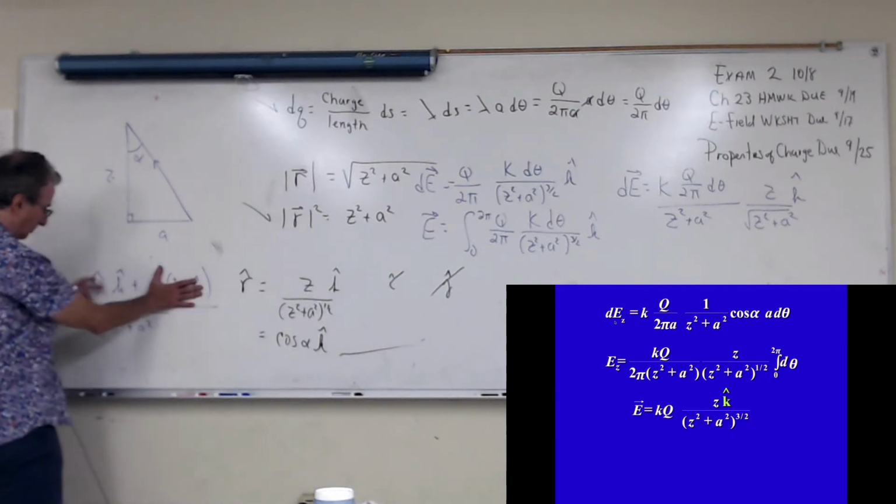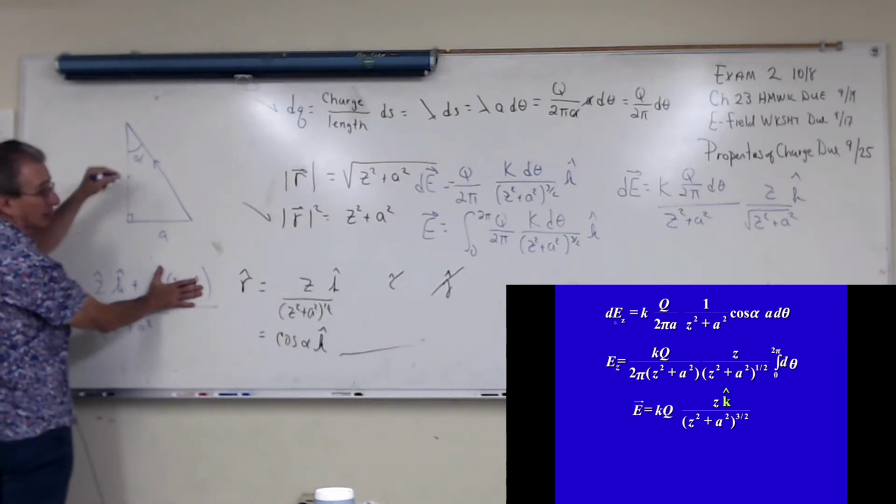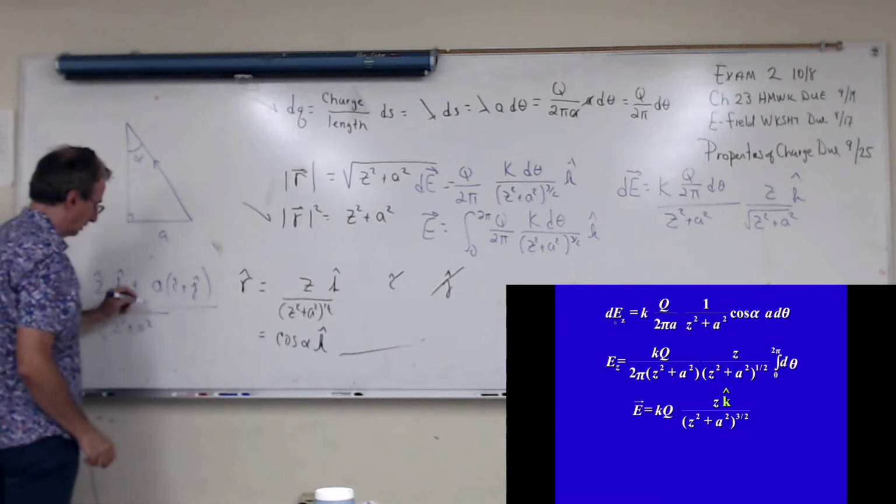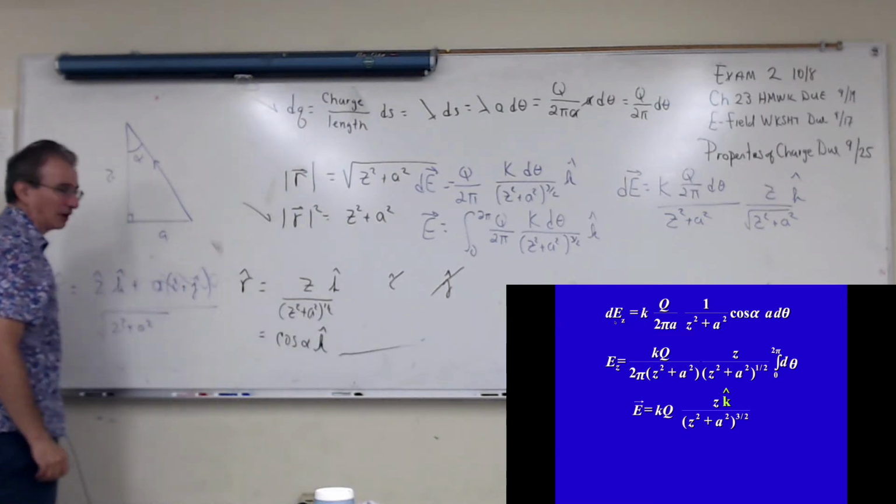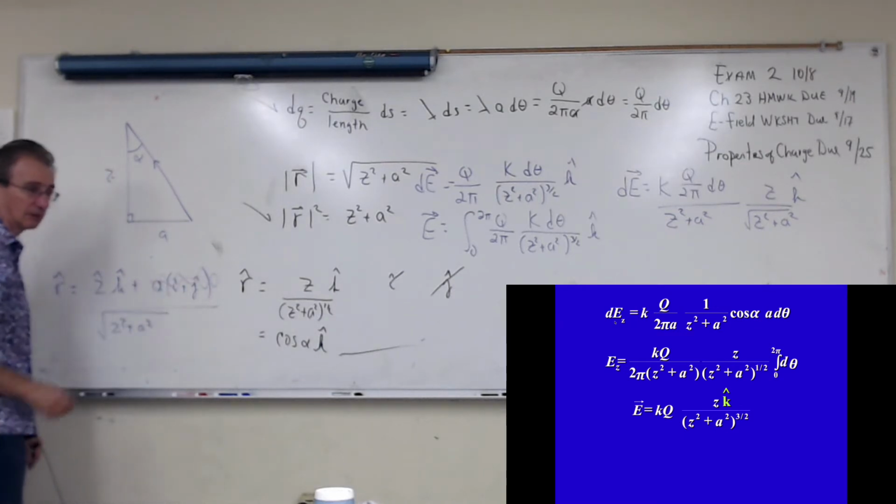And so this term is just the cosine of alpha. So I can relate it to this right triangle. Okay, I shouldn't even write it that way. It's more complicated than this, that term.